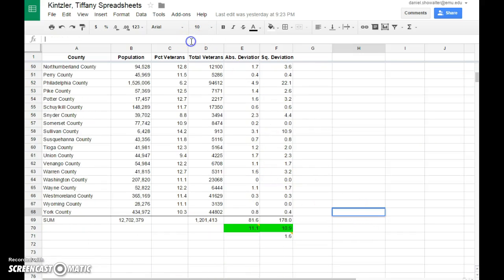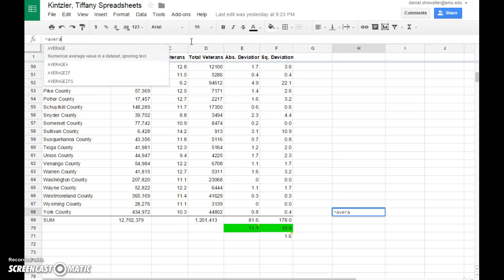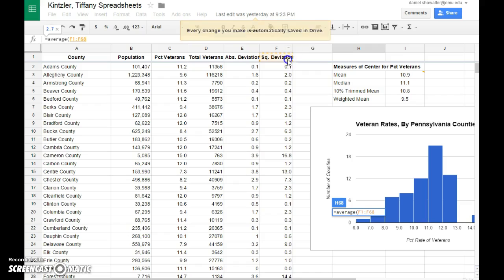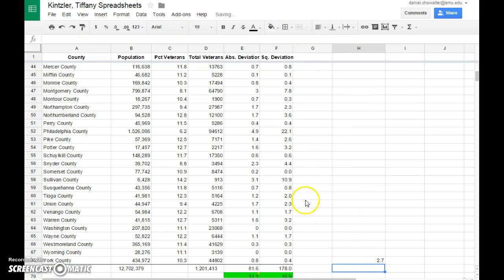Well, let me do it over here in this cell. We have a few different ways. One is we can just take an average and grab those right there. So 2.7. Of all these numbers, 2.7 is typically what we're looking at for a squared deviation in this data set. Above that, we're going to be a little more than average. Less than that, we're going to be a little less than average.